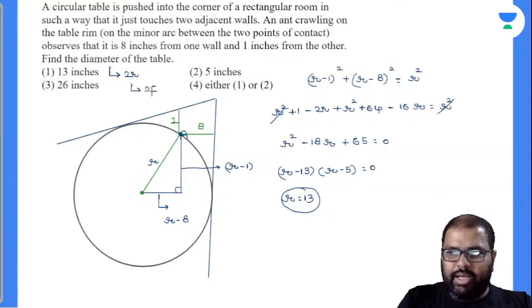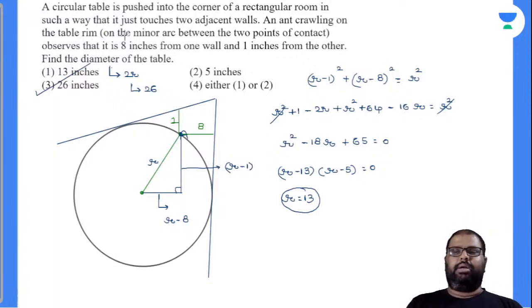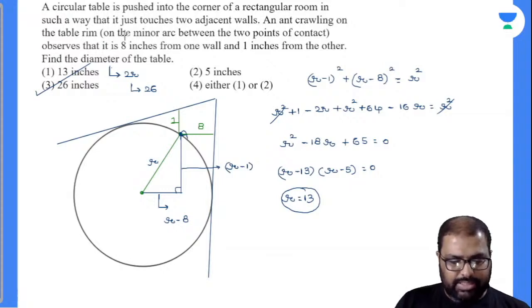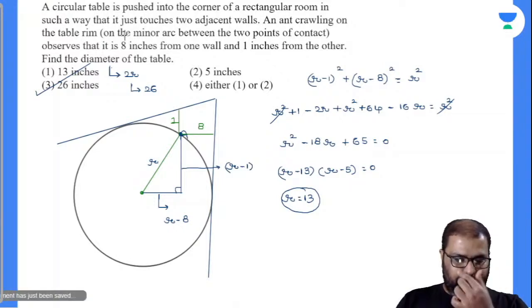There is 13 there. You will be jumping to your first option there. The question was asked diameter. 2r value is what the question asked. 2r value is 26 inches. I hope you got my point there. Clear?